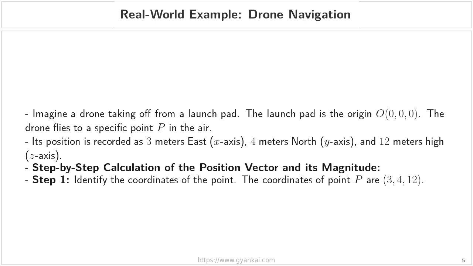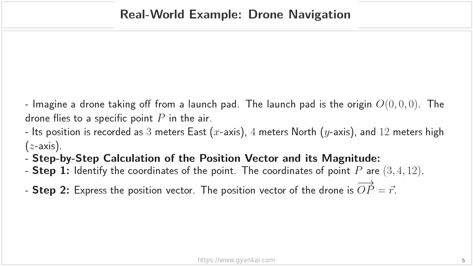Step 1. First, we identify the coordinates of our point. Based on the flight data, the coordinates of point P are 3, 4, 12. Step 2. Next, we express this as a position vector. Using the notation we discussed in the previous slide, the position vector of the drone, which we can call OP or simply R, represents the directed line segment from the launch pad to the drone.